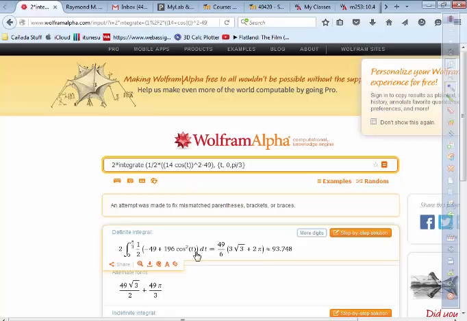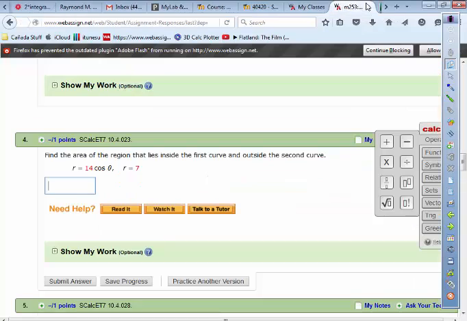Yeah, and say this is what you had put. So 14 squared is 196, and here we go. We have 2 types of answers. Let's try the numerical value and see what they say. And if you get it wrong, you can put in the other value. 93.75, let's say.